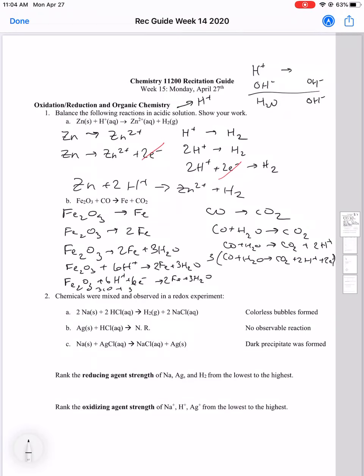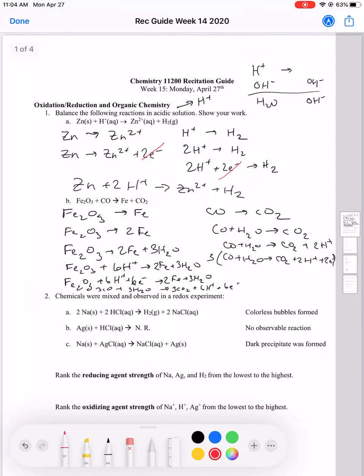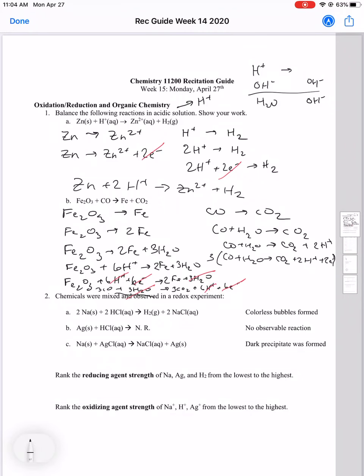Let's go ahead and add these up. 3CO plus 3H2O goes to 3CO2 plus 6H plus 6e minus. Then we can go through and cancel out our like terms. So 6e minus on both sides. We have 6H plus on both sides. We have 3H2O on this side, 3H2O on this side. Then we can combine them. So we get Fe2O3 plus 3CO goes to 2Fe plus 3CO2.